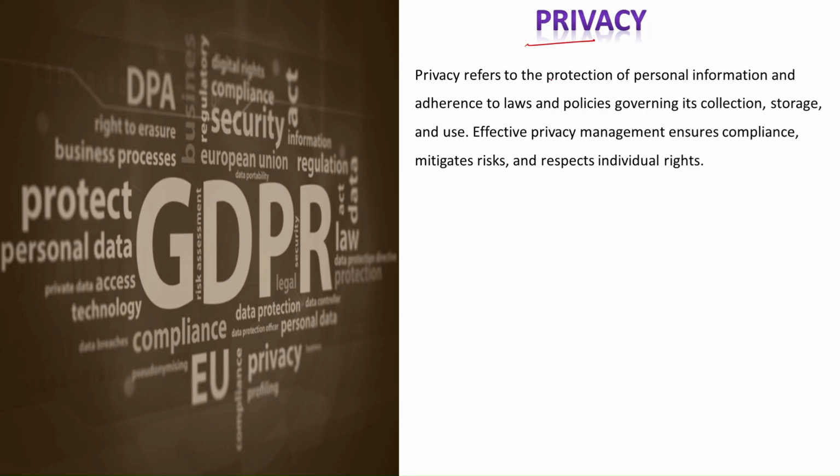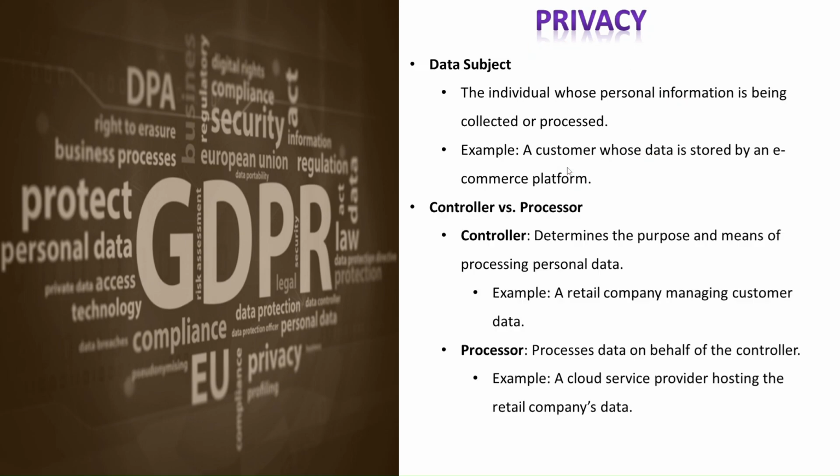Privacy. So privacy refers to the protection of personal information and adherence to laws and policies governing its collection, storage, and use. Effective privacy management ensures compliance, mitigates risk, and respects individual rights. So these are some terms that are used in privacy and privacy laws, such as the data subject. The data subject is the individual whose personal information is being collected or processed, such as the citizen or users. For example, a customer whose data is stored by an e-commerce platform. So this customer is known as data subject.